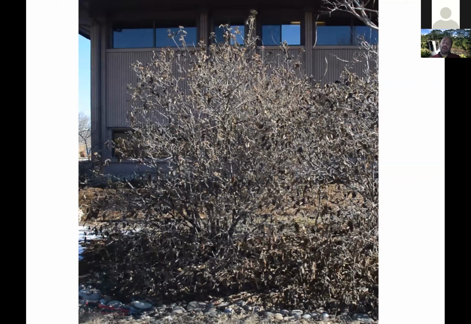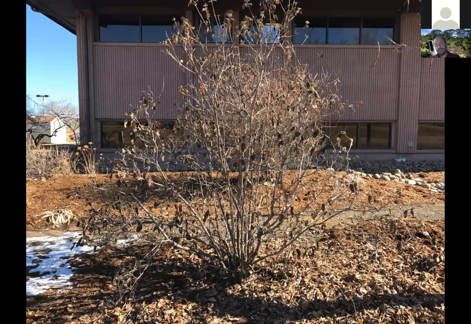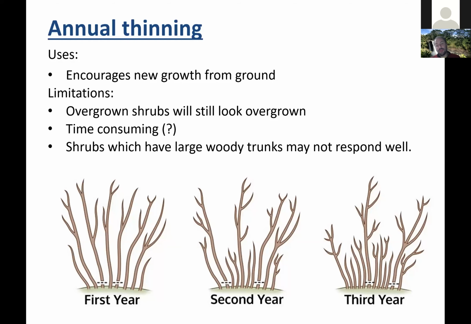So annual thinning, like I already said, encourages new growth from the ground. So it keeps the shrub producing new shoots, which will be good for flowering. I really like to think of annual thinning as pressing the pause button on a shrub. When a shrub gets the size you want it to be, you can thin it like this every year and keep it about that size and still it'll flower profusely. It's the pause button. What it will not do, however, is take an overgrown shrub and make it look not overgrown. If you thin an overgrown shrub, it's still going to be large and overgrown, but it's just going to be thinner. So it doesn't work for that.